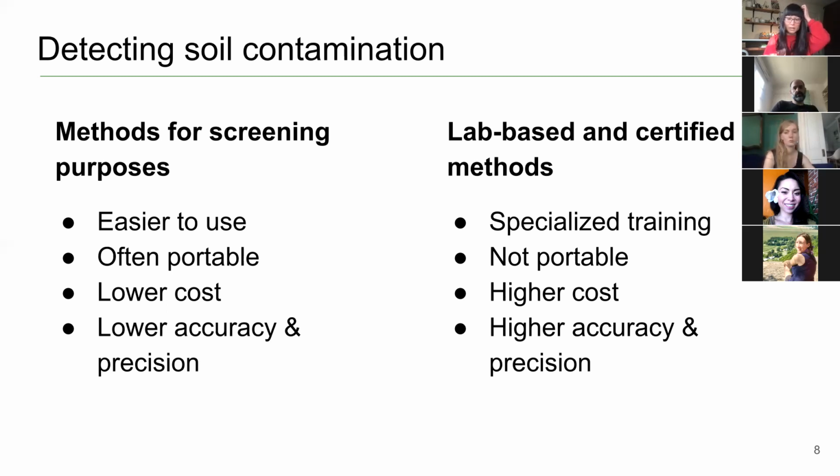methods for screening purposes, very much in general, are generally easier to use, and they're often designed to be portable. They tend to be lower cost, but the trade-off there being data precision and accuracy. And this is relative to lab-based, more conventional methods, and also certified methods that require often specialized training to use specialized equipment in the lab, and can cost more, especially when several tests are required, but they produce generally the most accurate and precise data.